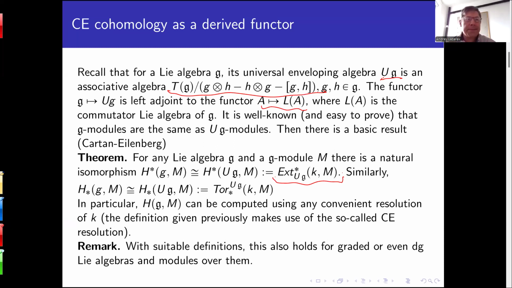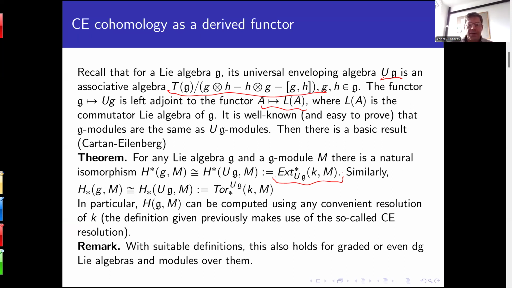So one consequence of this theorem is that the cohomology or homology of G with coefficients in M can be computed using any convenient projective resolution of K. And then the definition that was given previously as the cohomology of a certain specific complex simply makes use of a certain standard resolution, the so-called Chevalley-Eilenberg resolution of K. I'm not going to belabor that particular point any longer.